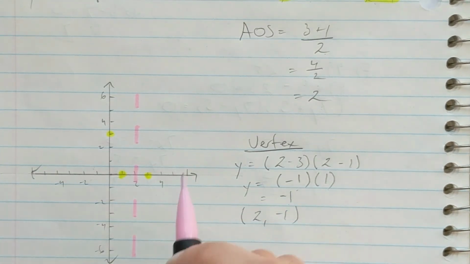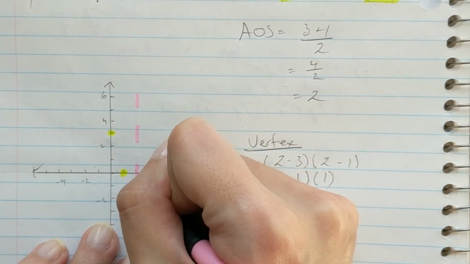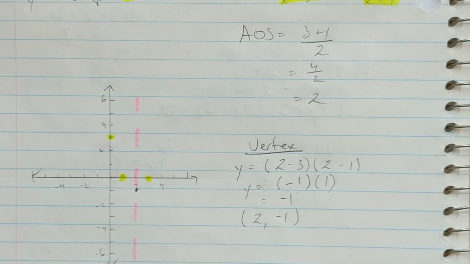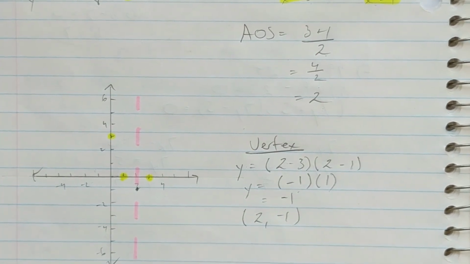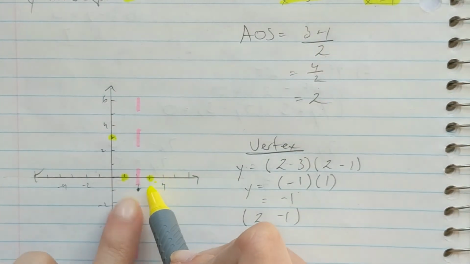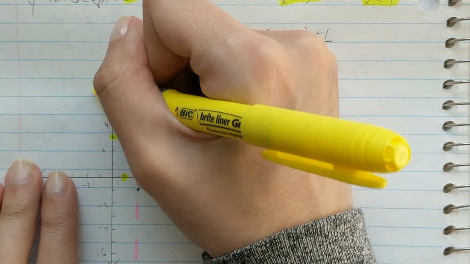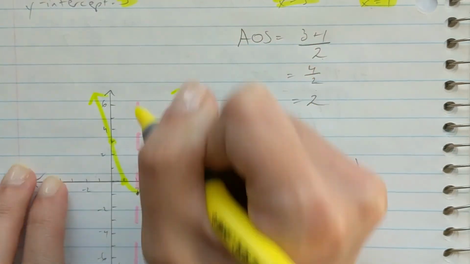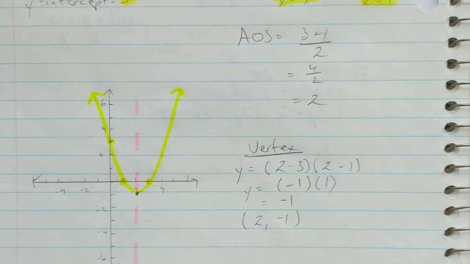I can go ahead and place a dot at (2, negative 1), which is right there. So we have our 4 points here that we can use to graph: y-intercept, x-intercepts, and vertex. And we can go through and draw our parabola. It doesn't have to be beautiful, but it does have to pass through those 4 points. Let's do another example.